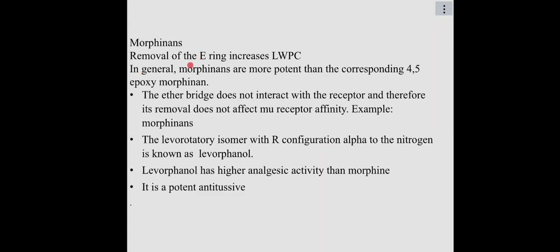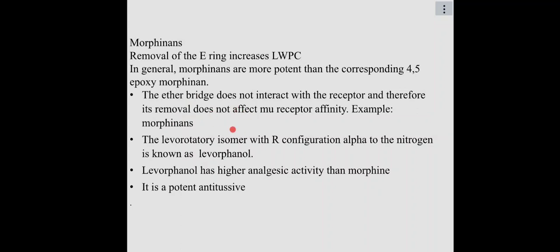So we are therefore noting that removal of the E-ring increases lipid water partition coefficient. In general, morphinans are more potent than the corresponding 4,5-epoxy morphinans. The 4,5-epoxy are the morphine analogs. The ether bridge does not interact with the receptor, and therefore its removal does not affect mu receptor affinity, for example, the morphinans, and indeed its removal increases.